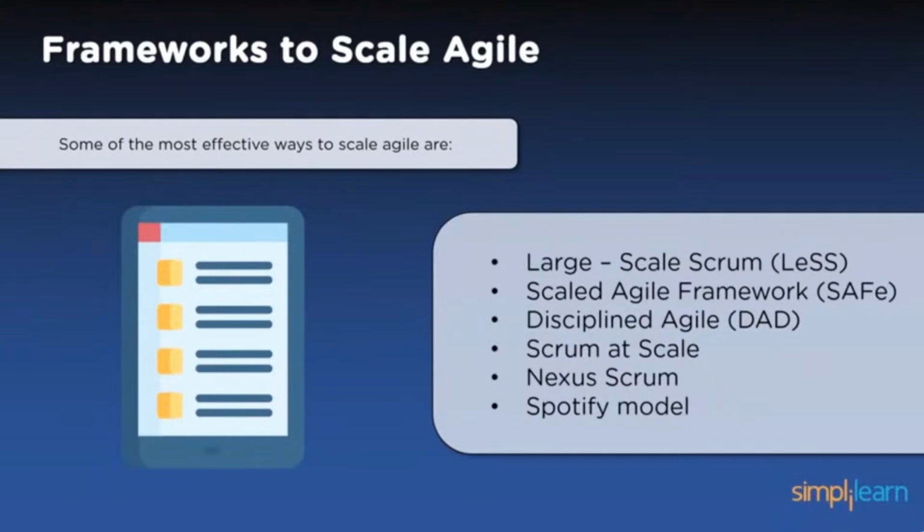Lastly, the Spotify model, which is basically a people-driven, autonomous framework for scaling agile while emphasizing the importance of culture and network. This methodology uses squads, tribes, chapters, and guilds, the foundation of which is the squad, which acts like a Scrum team.